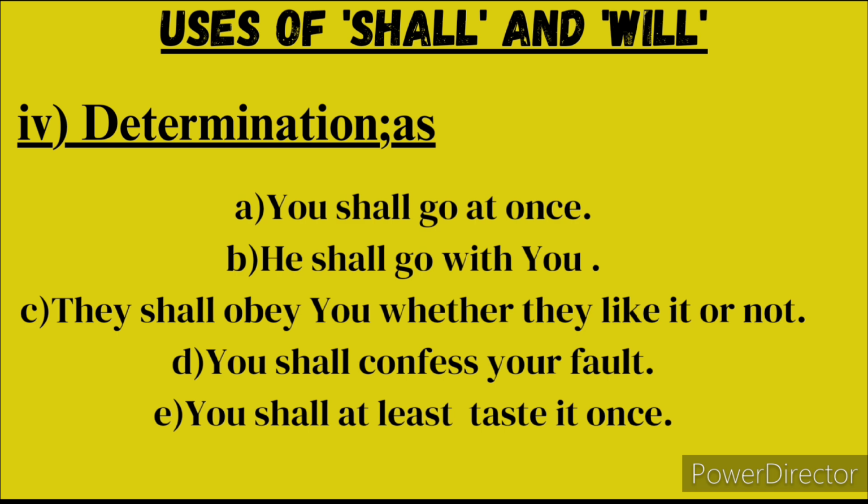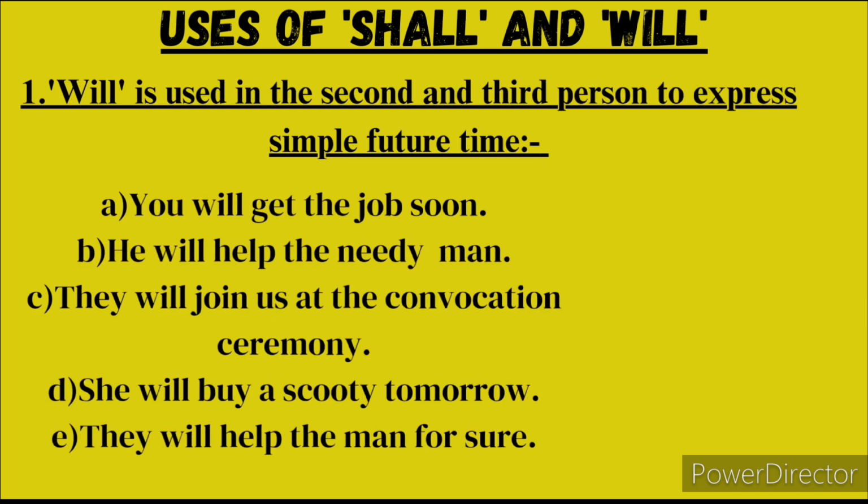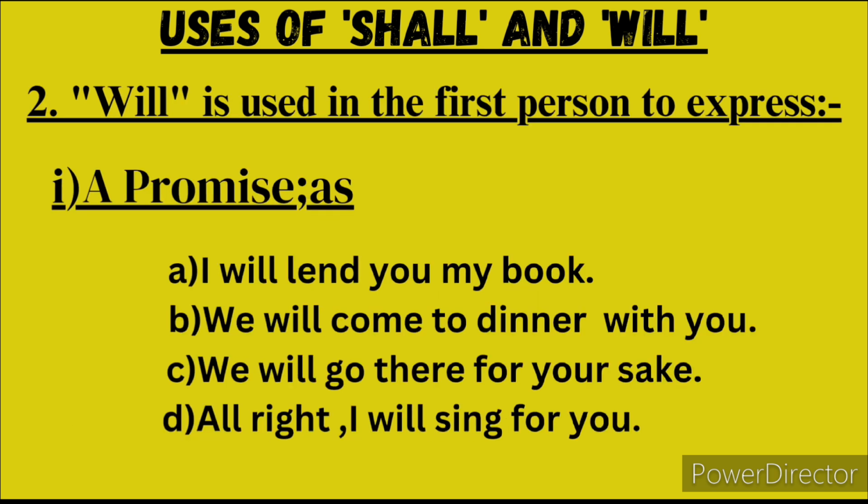These are the examples of determinations. Will is used in the second and third person to express simple future time. You will get the job soon. He will help the needy man. They will join us at the convocation ceremony. She will buy a scooty tomorrow. They will help the man for sure. These are the examples of will.